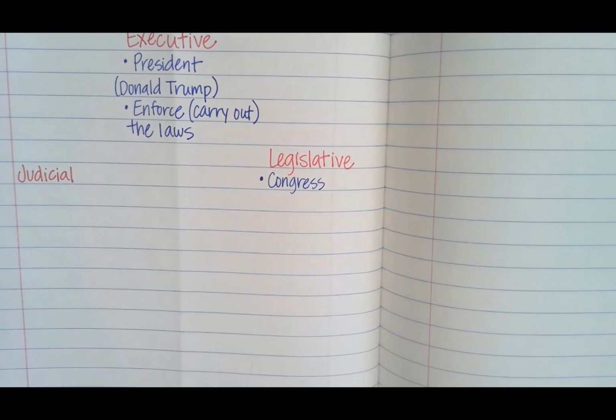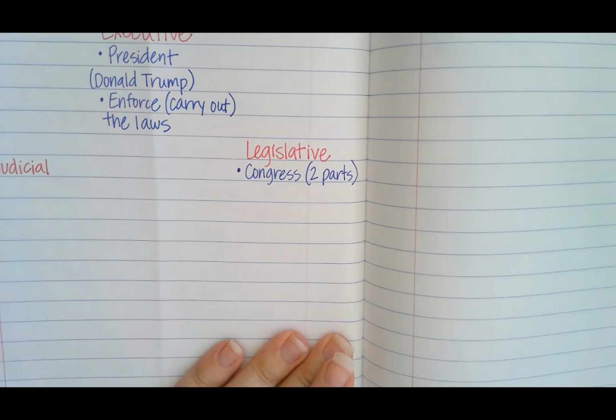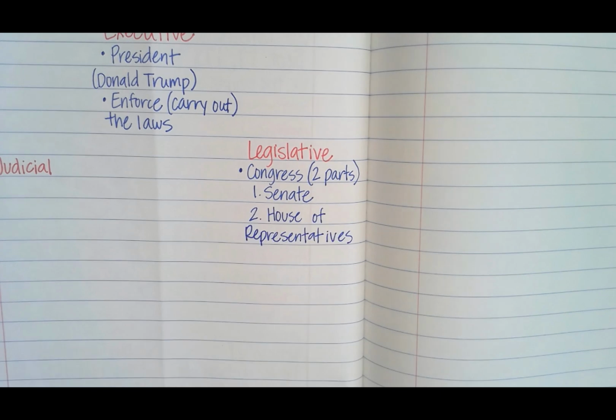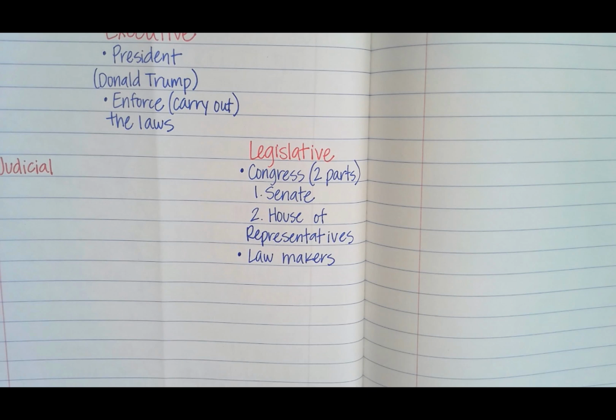The legislative branch is referred to as Congress, and our Congress has 2 parts. So in parentheses, I want you to put 2 parts there. The first one is the Senate, and hopefully you remember from when we studied ancient Rome that we got the idea to have a Senate from ancient Rome. And the second part of our Congress is called the House of Representatives. The legislative branch, they make the laws. These are the lawmakers.